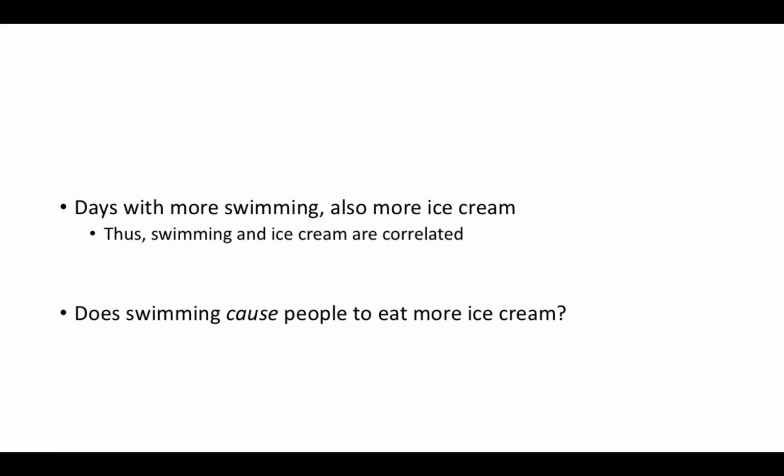So here's an example. On days when there is more swimming, people also tend to eat more ice cream on average. Therefore, swimming and ice cream are correlated. This does not mean that one causes the other. Okay, so let's ask ourselves, does swimming cause people to eat more ice cream? If we believe that swimming causes ice cream, then we draw this graph. The arrow is drawn from the variable swimming towards ice cream. So more swimming causes increases in ice cream.